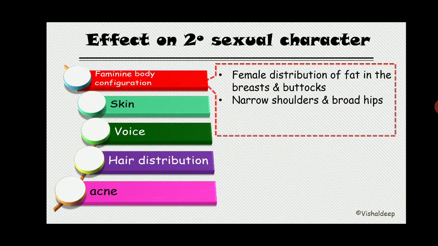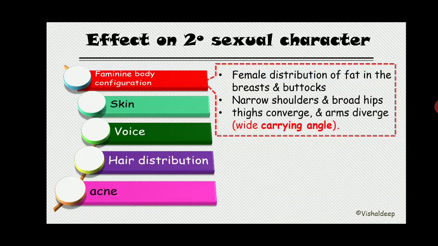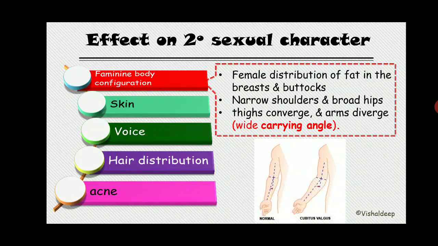Now the next thing is that the thighs converge and the arms diverge. It is known as a wide carrying angle. Now what is this thing? Let me show you on a picture, you can easily understand. See, in the normal person and see the cubitus valgus, this is the divergence of the arm, right?